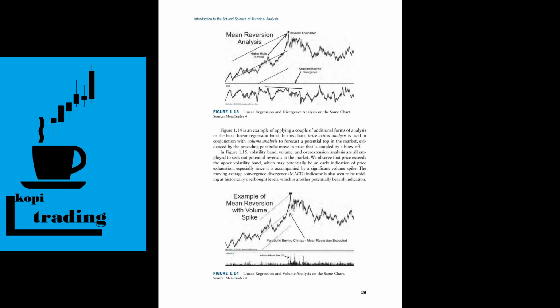In Figure 1.15, volatility band, volume, and overextension analysis are all employed to seek out potential reversals in the market. We observe that price exceeds the upper volatility band, which may potentially be an early indication of price exhaustion, especially since it is accompanied by a significant volume spike. The moving average convergence divergence (MACD) indicator is also seen to be residing at historically overbought levels, which is another potentially bearish indication. Figure 1.14, linear regression and volume analysis on the same chart.